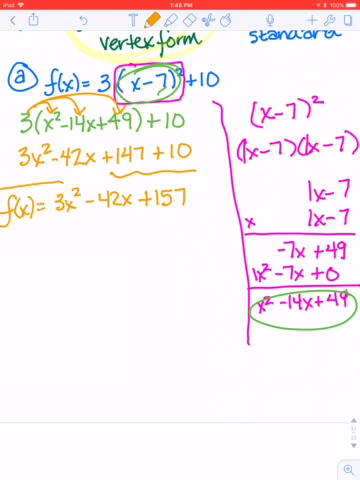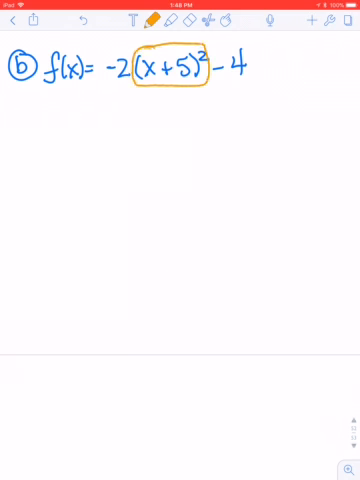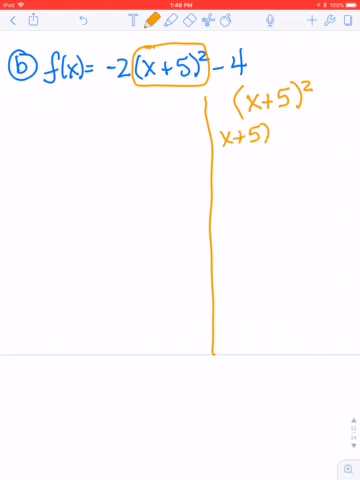So let's look through one more of these. So here's another one that we have that's in vertex form. And I'm going to do the same thing. I'm going to focus on this part. So I'm going to go off on the side and solve this part. So if I have x plus 5 squared, it's going to be x plus 5 times x plus 5.